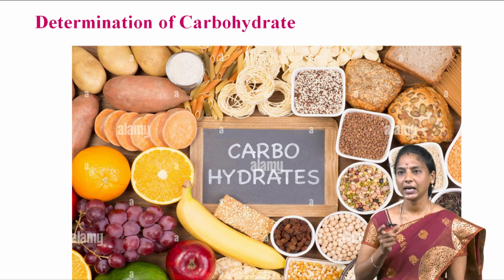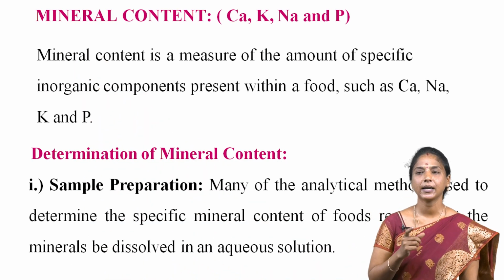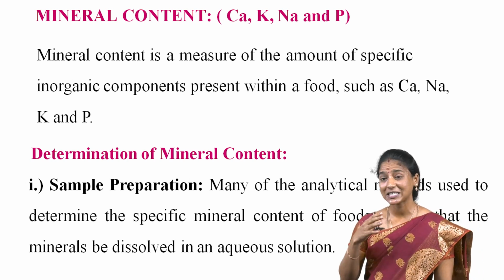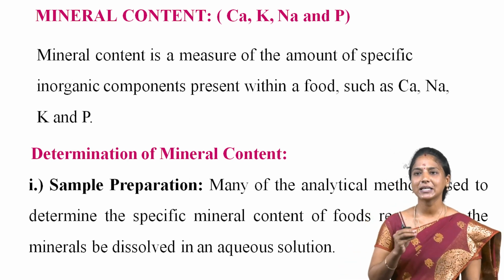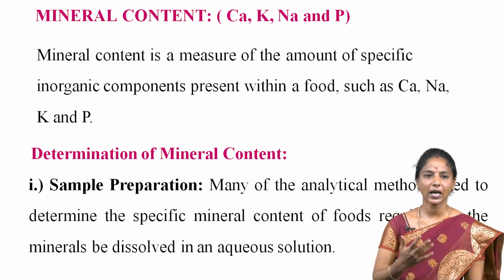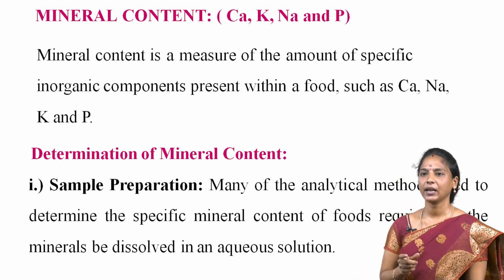Next one, mineral content. It includes calcium, potassium, sodium and phosphate. Mineral content is a measure of the amount of specific inorganic compounds present within a food, such as calcium, nitrogen, potassium and phosphate. Next one, how to determine mineral content.